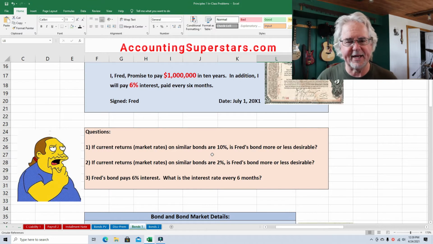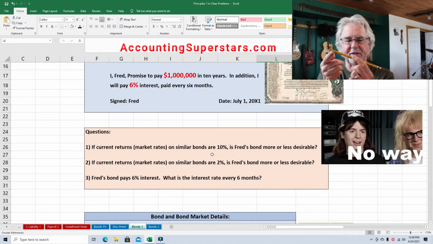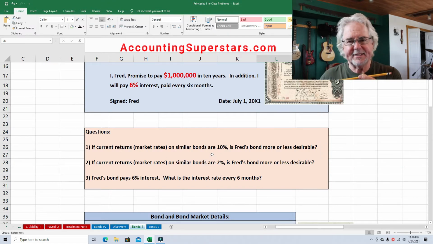Now, I've got a high-tech teaching instrument here. It's a pencil. Okay, here it is, my pencil. Now, just pretend that the eraser here is the dollar value of Fred's bonds, all right? So when interest rates are up, like they are here in question number 1, where similar bonds are paying 10%, the eraser goes down, right? Okay, interest rates go up, eraser goes down. So watch the eraser here. Interest rates go up, the dollar value of Fred's bonds goes down.